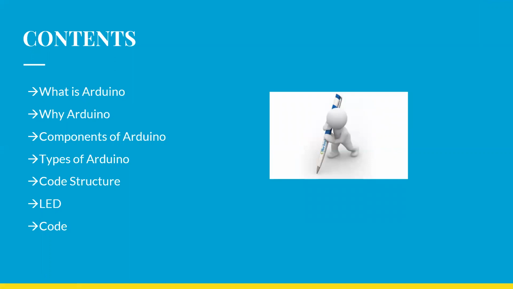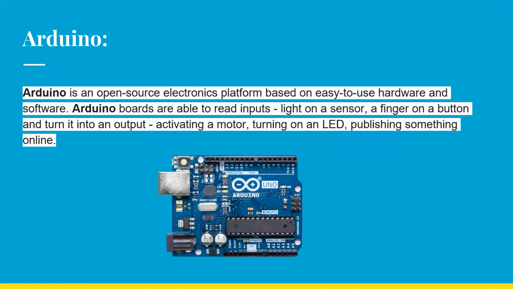Now we will discuss what is Arduino, why Arduino is used, components of Arduino, types, and also the code structure of Arduino. What is Arduino? Arduino is a development board. It is an open source electronics platform and also easy to use in hardware and software. It can read inputs, like light on a sensor, a finger on a button, and an LED.